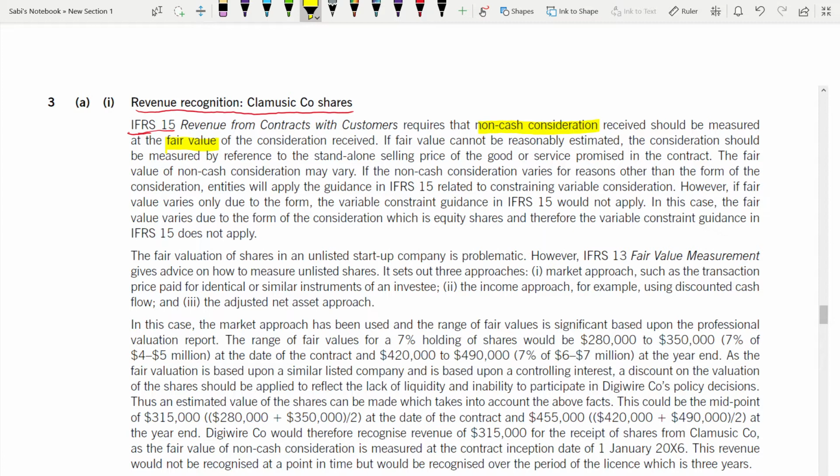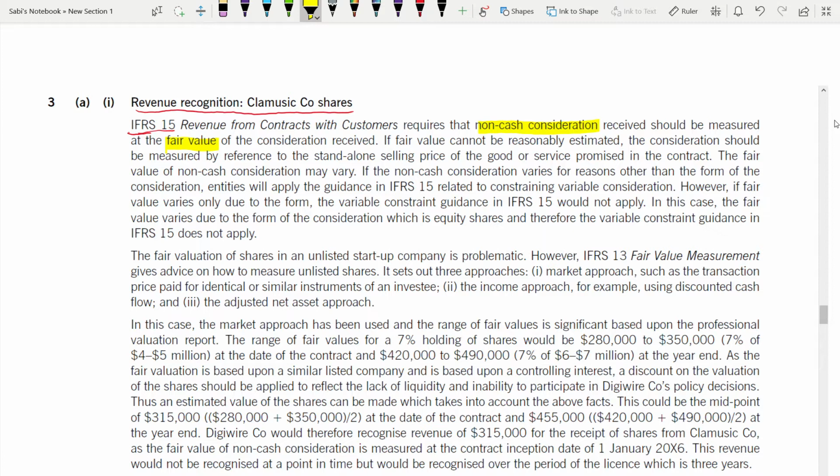Each word matters a lot. Fair value, non-cash consideration. That's why it is highlighted. I have highlighted it. Okay, so now, next you are going to jump into fair value. Because you have to measure fair value, right? It has to be measured by fair value. So if fair value cannot be reasonably estimated, the consideration should be measured by reference to the standalone selling price of the good or service promised in the contract.